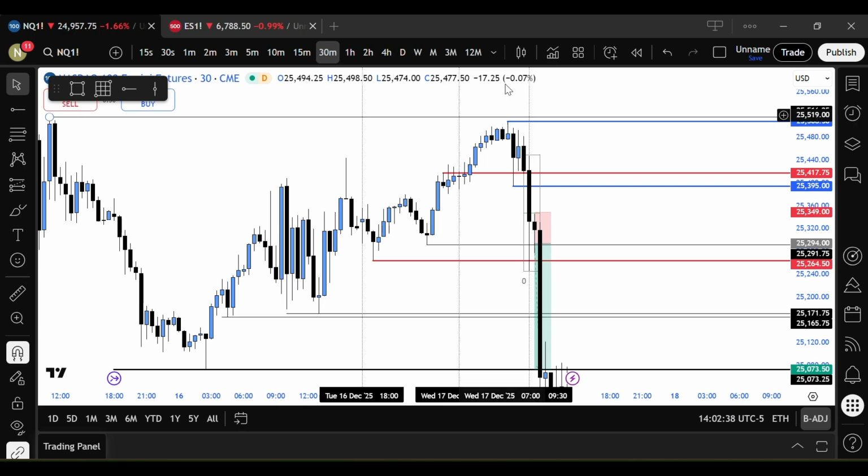Good, guys. We're here with another trade recap from today. It is December 17th, 2025. Not much news this morning that we should be wary of, so we'll start with the daily profile.